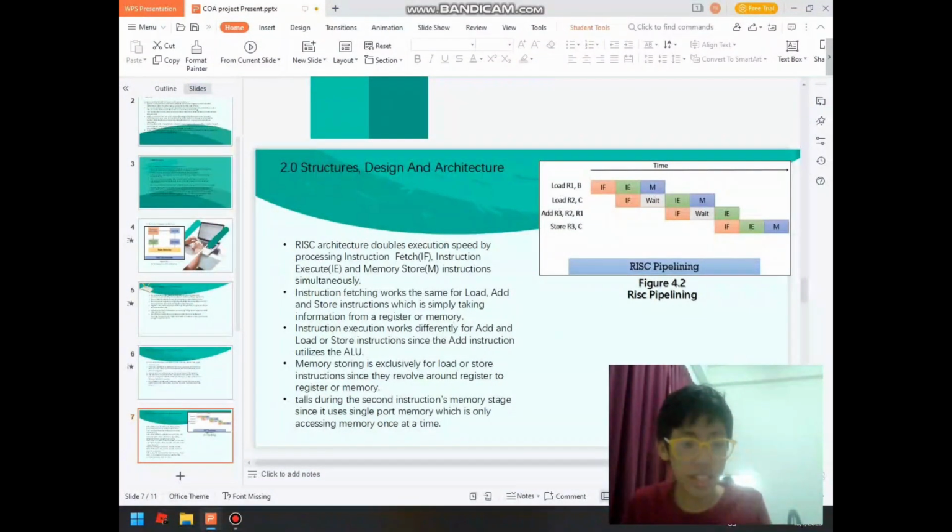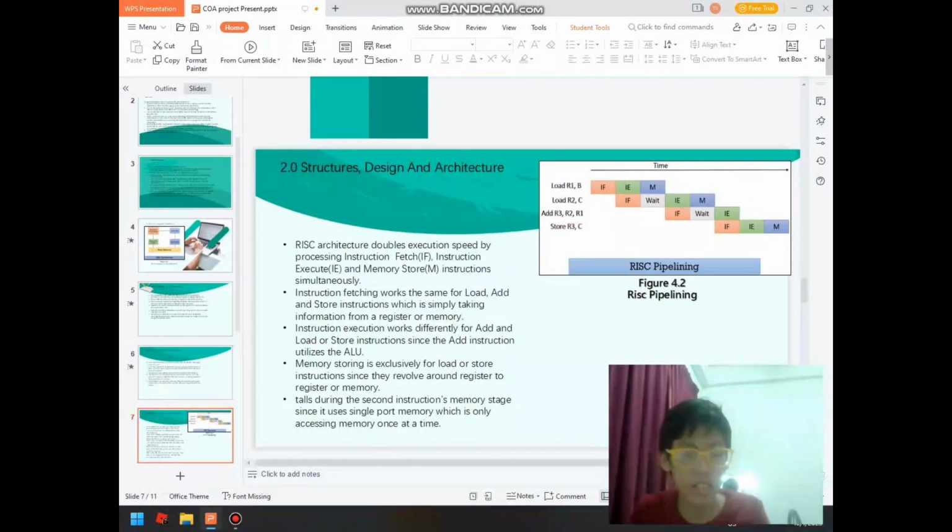Stalls during the second instruction memory stage. This pipelining process stalls during the second instruction memory stage, since it uses single port memory, which is only accessing memory once at a time. There is a more efficient method of RISC pipelining, but it's not included in this report.